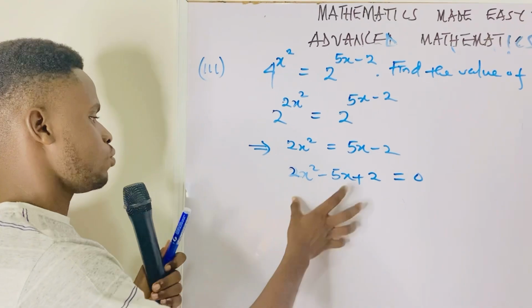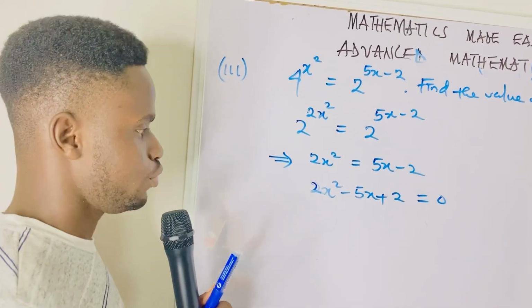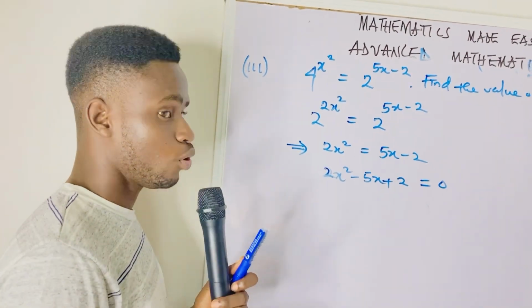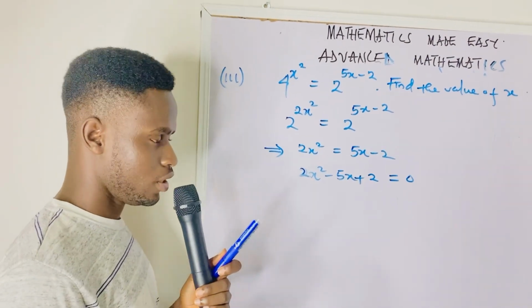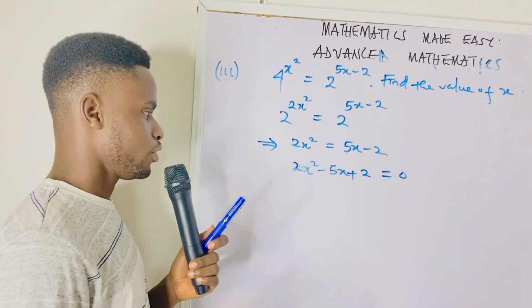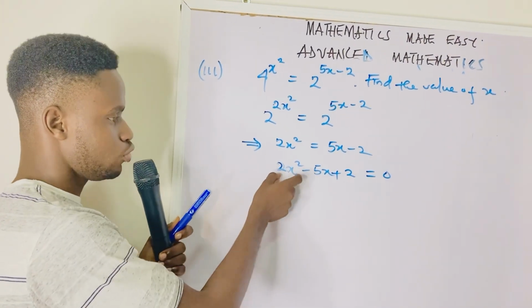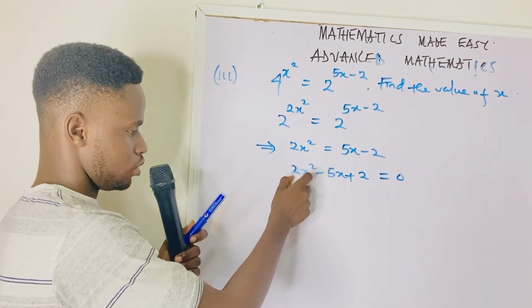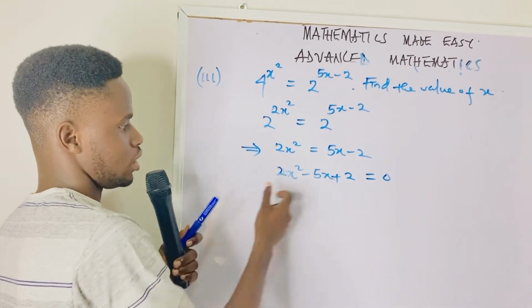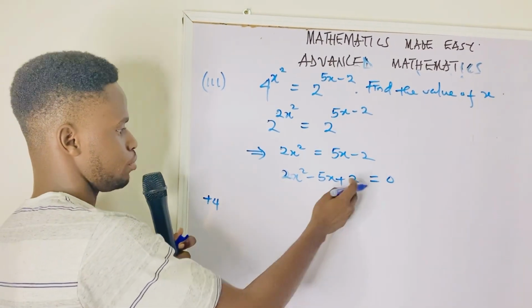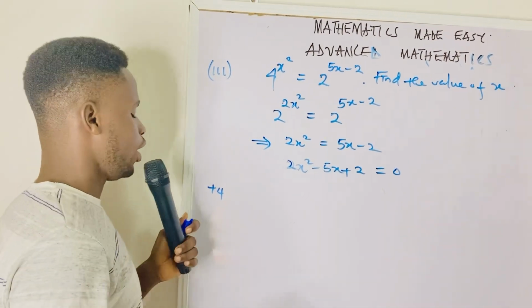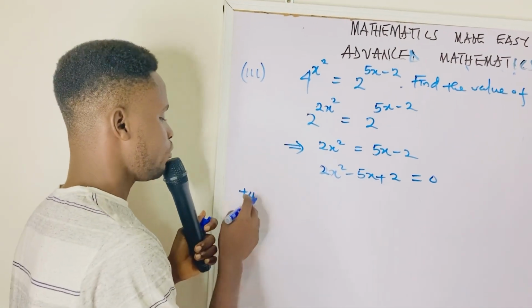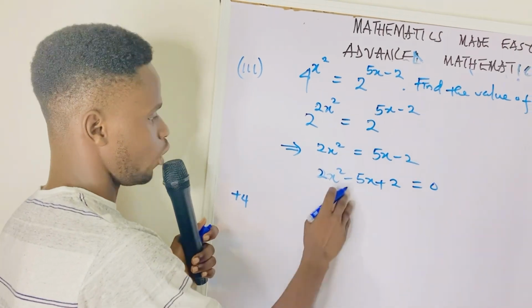To solve this quadratic equation, there are various methods you can use: factorization, formula method, completing the square method. But you'll be using factorization, which is the fastest method. To use the factorization method, don't forget, take the coefficient of s squared and multiply by the constant, and that will be what? Plus 4. 2 times plus 2 is plus 4. You now look for 2 factors of 4 that you can multiply together that will give you 4, and at the same time, if you add, will give you minus 5.